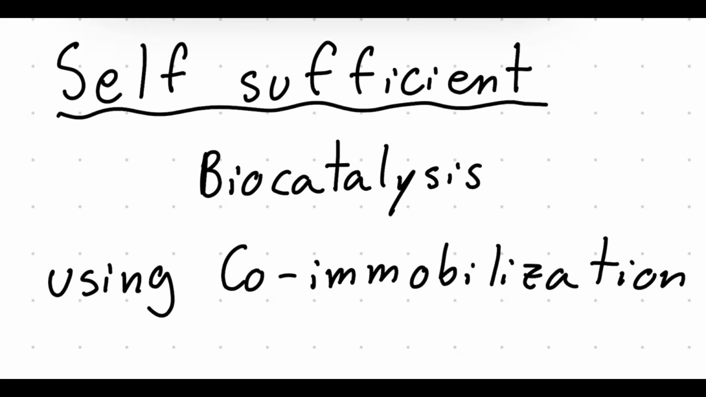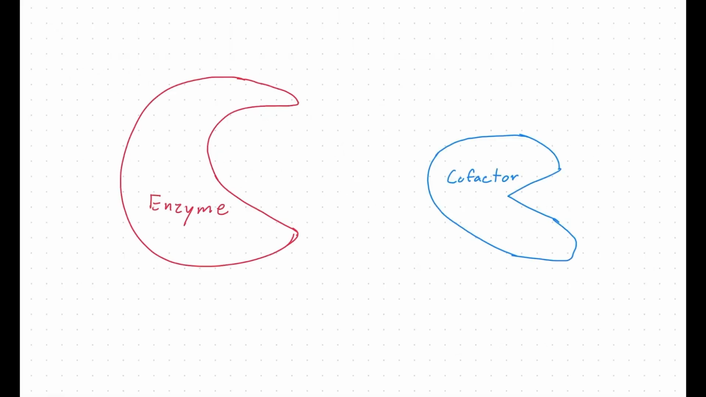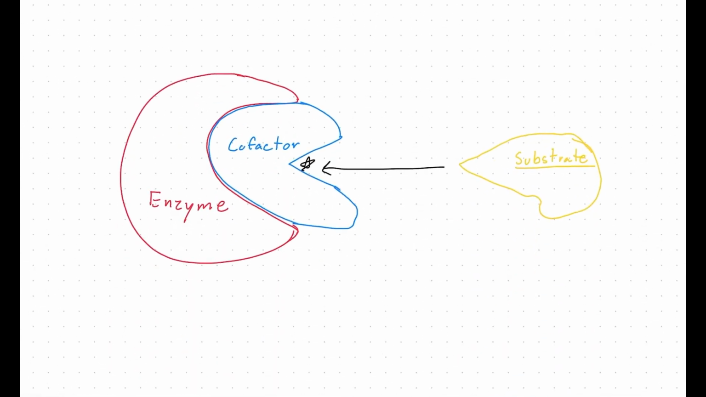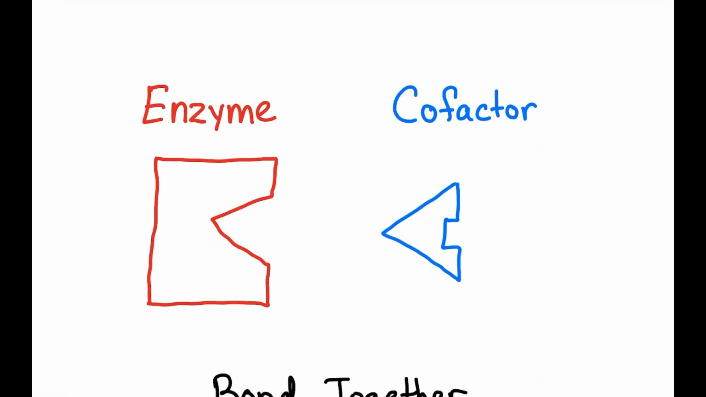Today, we'll be talking about self-sufficient biocatalysis using co-immobilization. The goal of an enzyme is to speed up a chemical reaction. Some enzymes require cofactors in order to function properly. A cofactor is a non-protein molecule that will bind to an enzyme to introduce a new active site. This new active site will allow the substrate to bind to the enzyme.